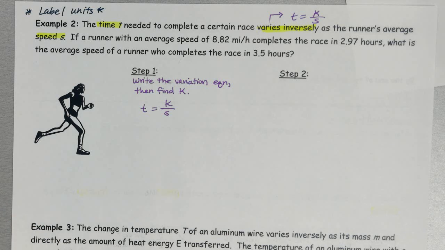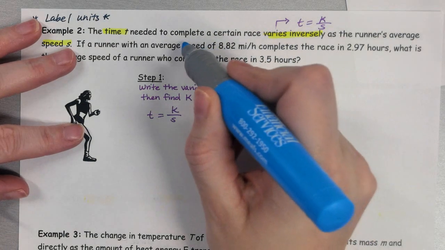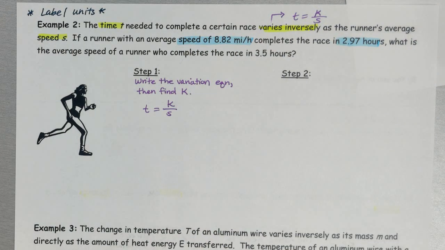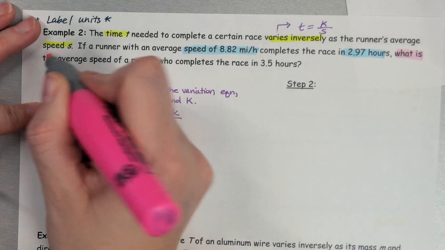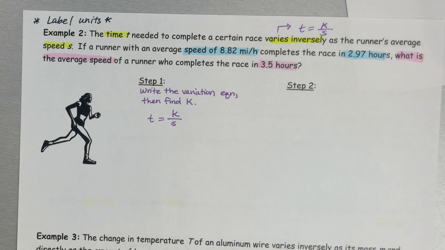So this says if a runner with an average speed of 8.82 miles an hour completes the race in 2.97 hours, what is the average speed of a runner that completes the race in 3.5 hours. So this says, what is the average speed? They complete it in 3.5.